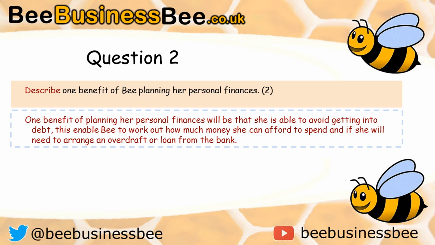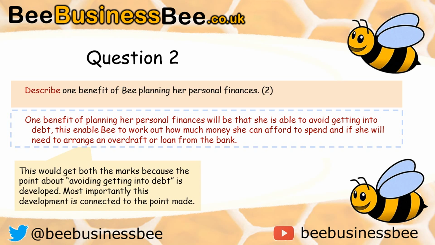As you can see, this is the answer. So you could have said, for example, one benefit of planning her personal finances will be that she's able to avoid getting into debt. This will enable B to work out how much money she can afford to spend and if she will need to arrange an overdraft or a loan from the bank.